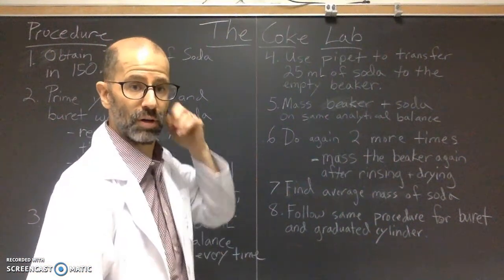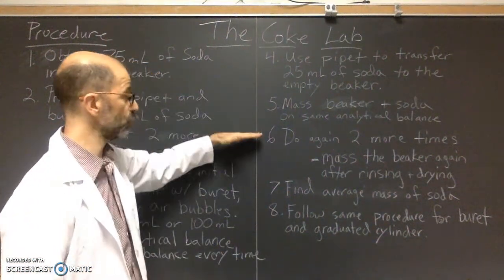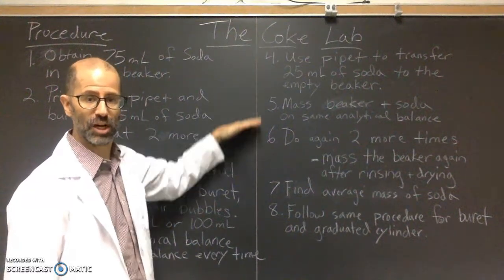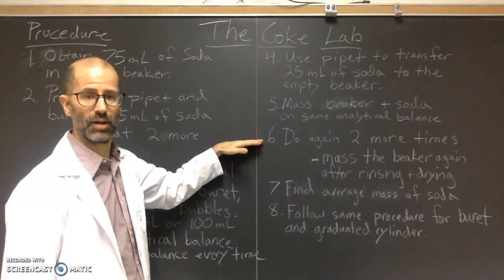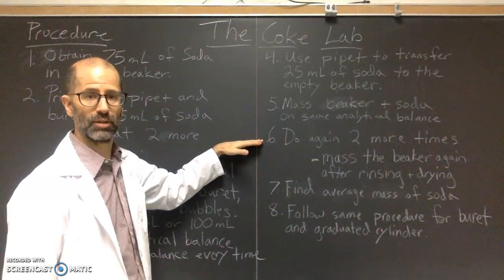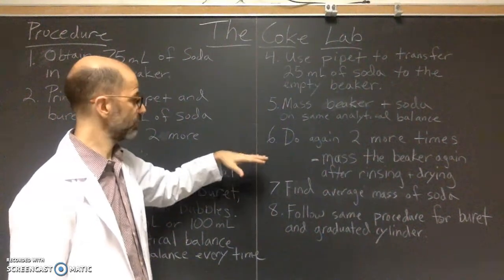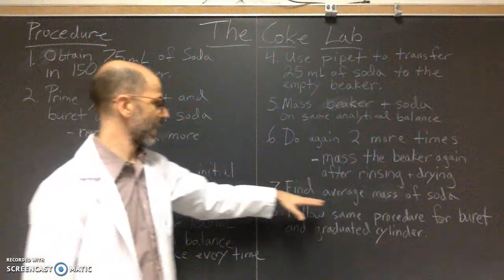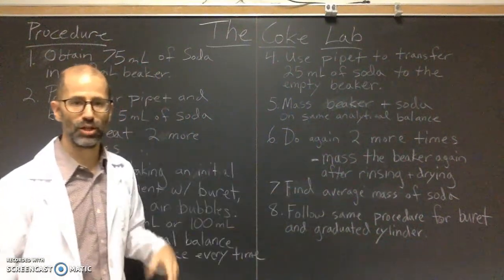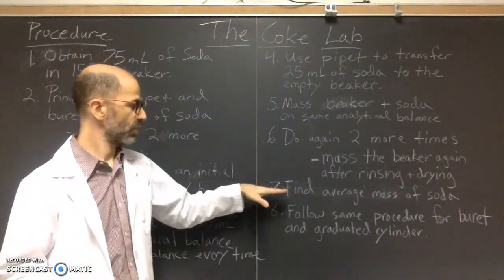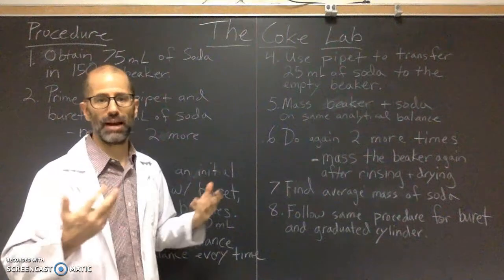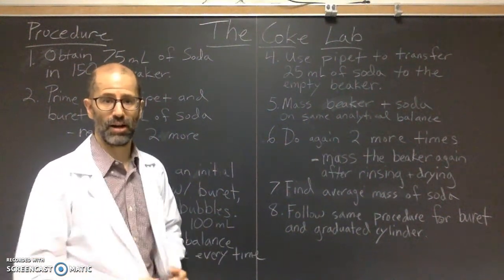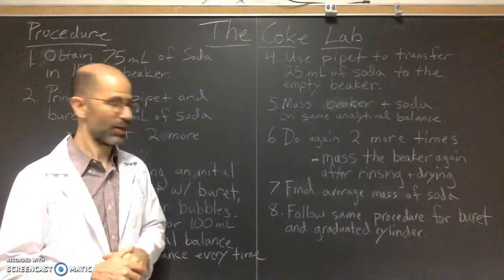Okay, so once you've got your 3 measurements for each of your apparatuses, you're going to then find the average mass of the soda using all of those. So you collected 3 masses. Well, you've got to figure out what the mass of your soda is, right? And I'll leave that to you to figure out.